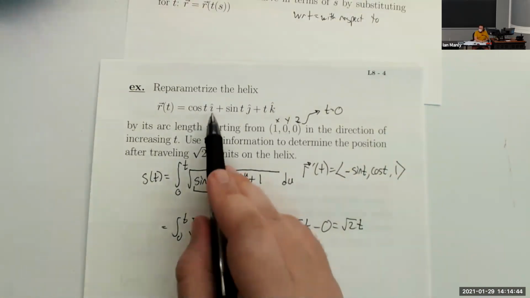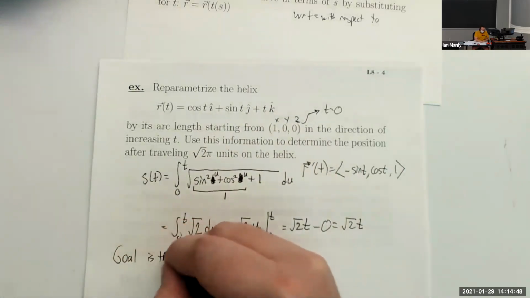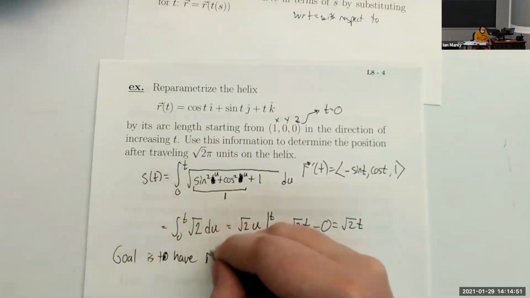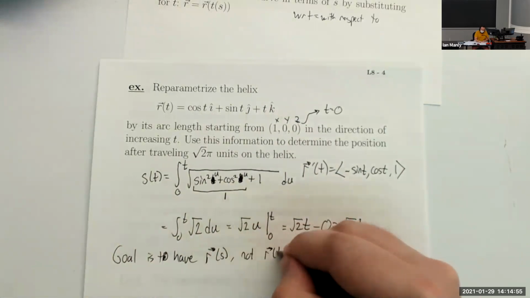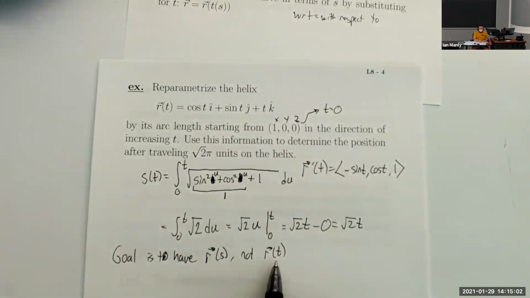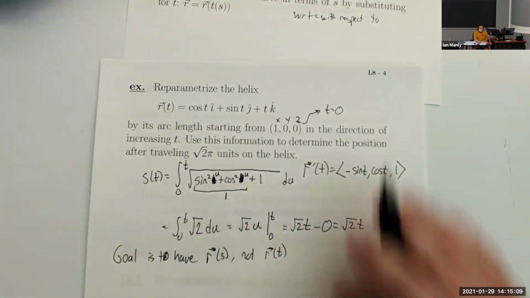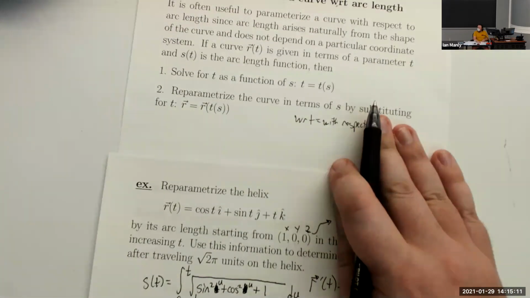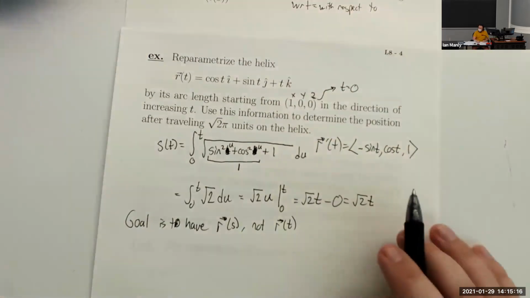Now remember, what we want to do, our goal is to have r depend on s, not r depend on t. Remember, this is our goal right here. And someone just asked what reparameterize means. It means this: I want to have a function of s, of distance, rather than a function of time. So I need to do the steps that we had on the previous page here. First, I solve for t in terms of s. Okay, so I'm going to do that.